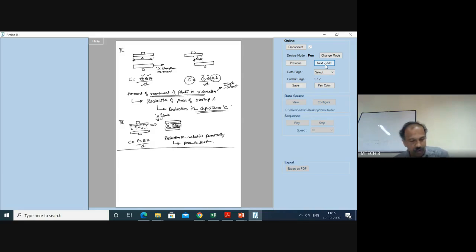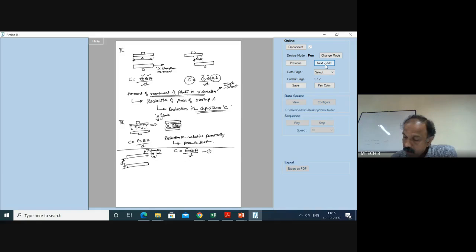Now what have we done in the first case? In the first case, we have moved one of the plates in the y direction by an amount equal to x. So this was your D. Now, what is my basic equation? My basic equation is C is equal to epsilon naught epsilon r A by D. I'll call this equation number 1.